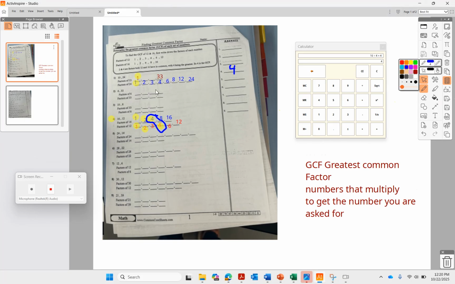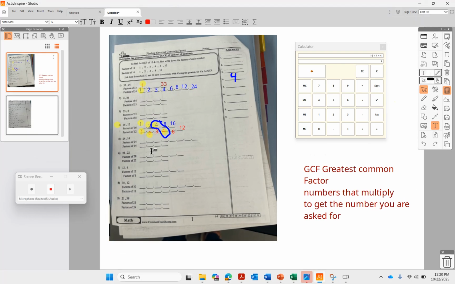So for number 6, 6 ways to get to 28. Well, 1 times 28, 2 times 14. And if you weren't sure, you could check it with division. You could say 28 divided by 14. Oh, sorry, it was 2. 28 divided by 2 is 14.